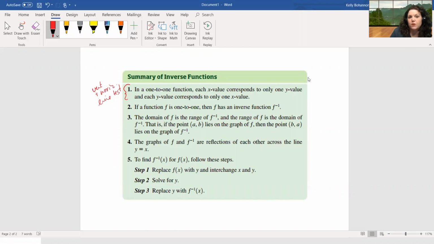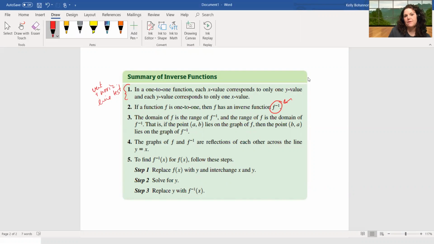If a function is one-to-one, then f has an inverse, f to the negative one. Now, all functions have an inverse, but the inverse isn't necessarily also a function, which means you can't use this notation if it's not a function, because that's function notation for inverse.